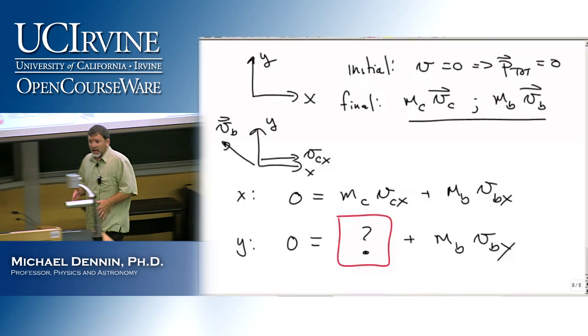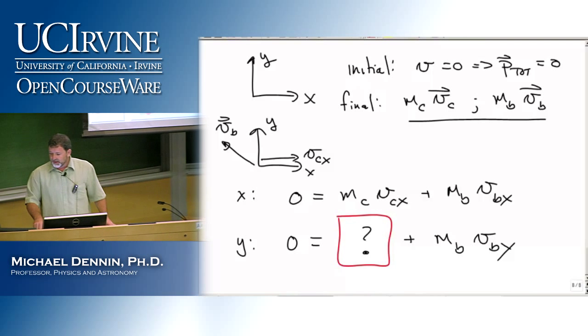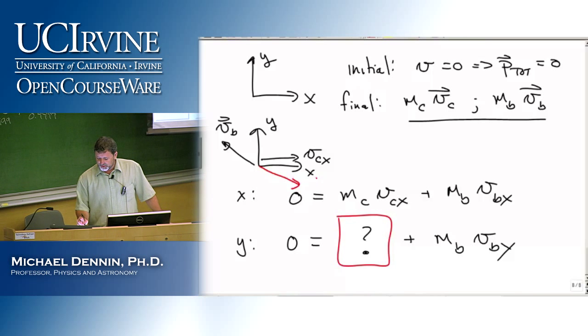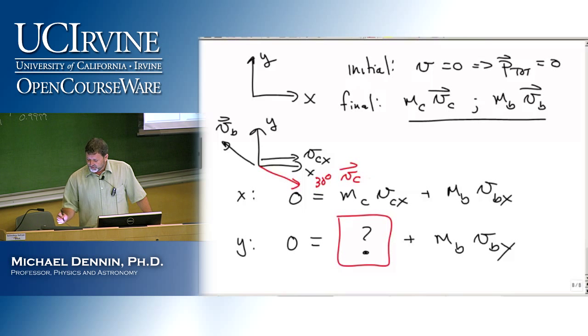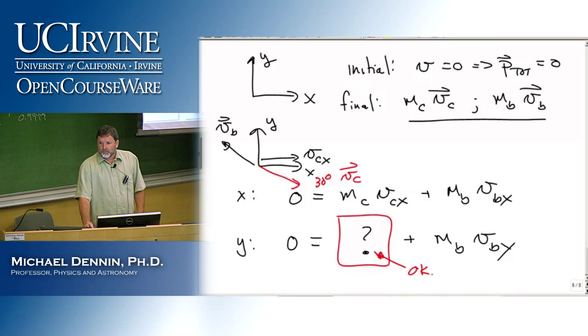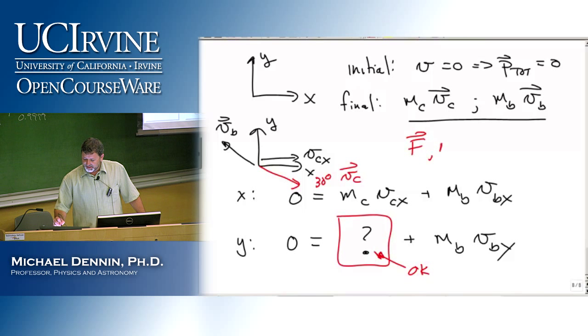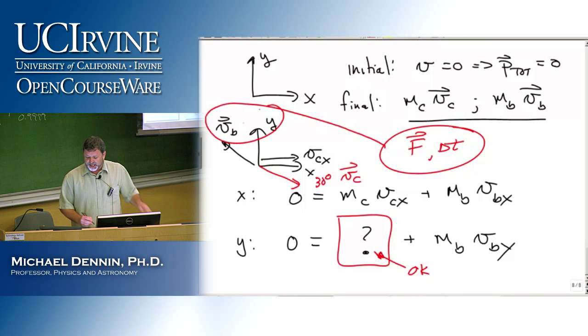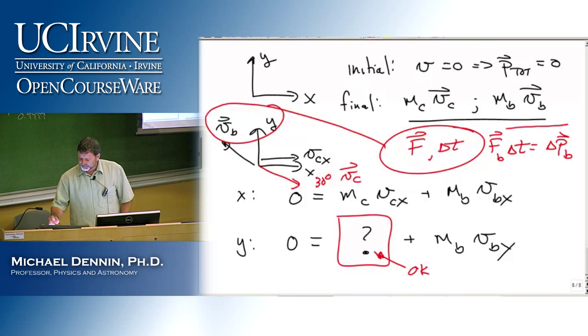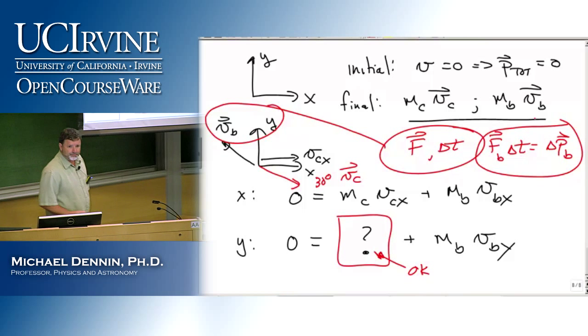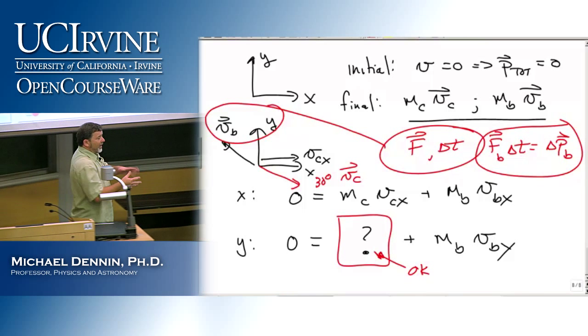So either I would have to tell you the cannon recoils down at 30 degrees with some velocity. Then you would know that, and you'd be OK. Right? Or I tell you something about F and delta t to get the impulse. And you actually focus just on the cannonball and use F on the cannonball times delta t equals delta p of the cannonball. So that's where you have to make decisions.